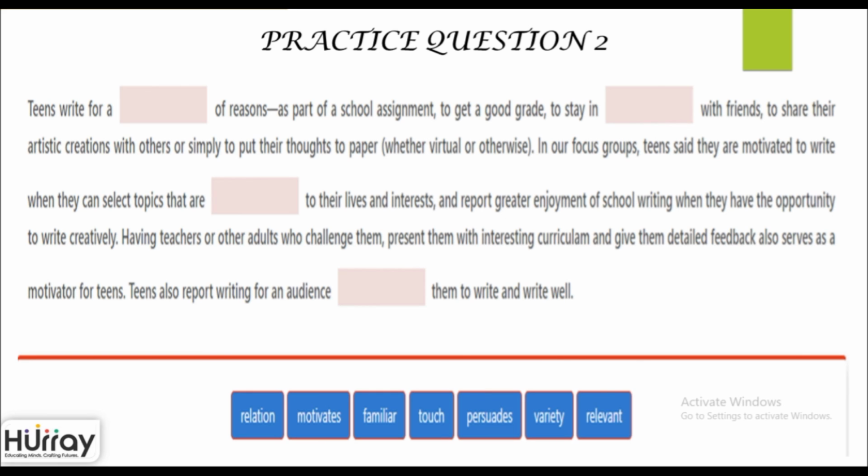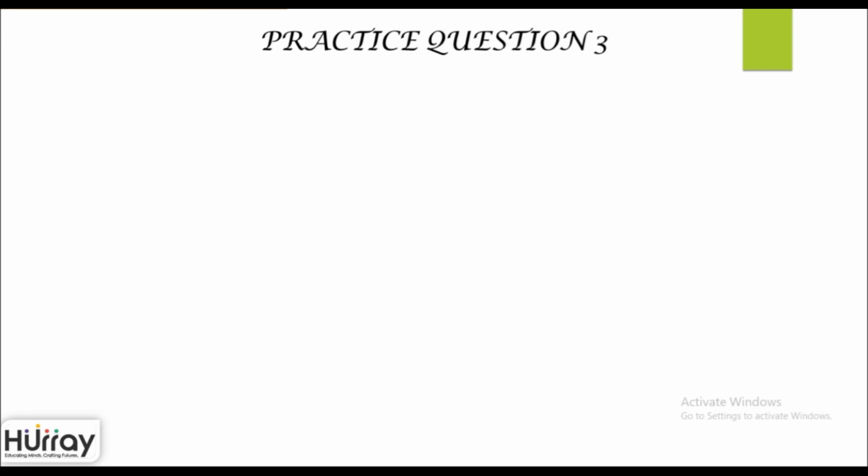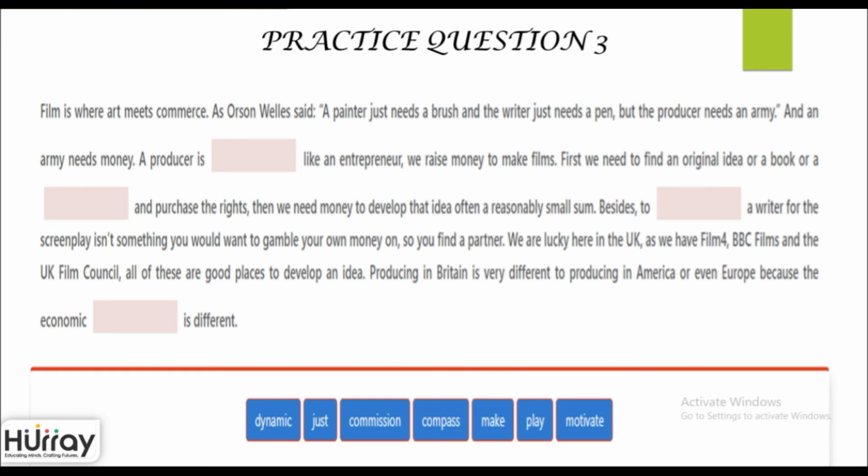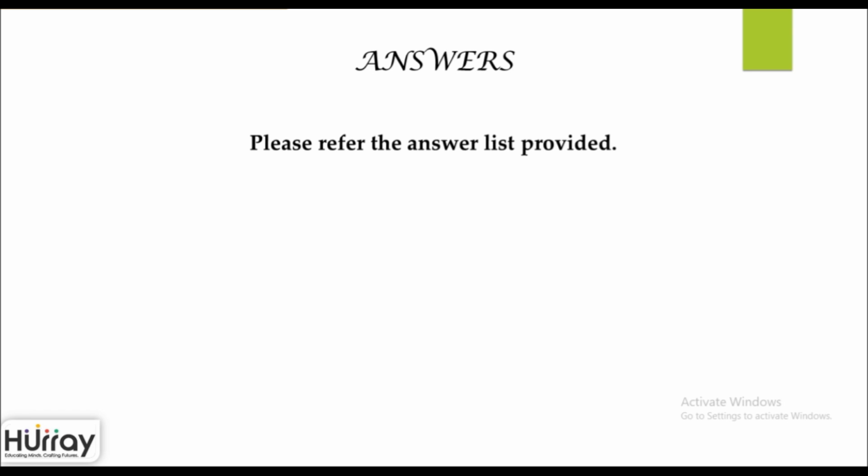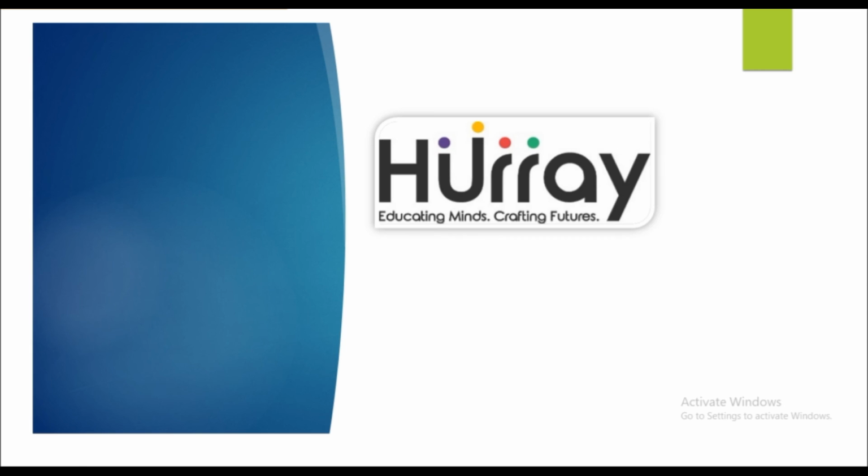Read the paragraph thoroughly and properly. Look for words before and after the blank. Use the strategies discussed above. Next, you have practice question 3. Follow the similar strategies. Read thoroughly. Write down your answer. Once you're done, please refer to the answer list provided. That is the end of this particular question.